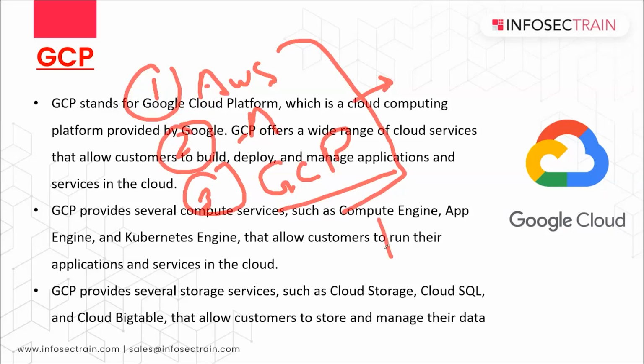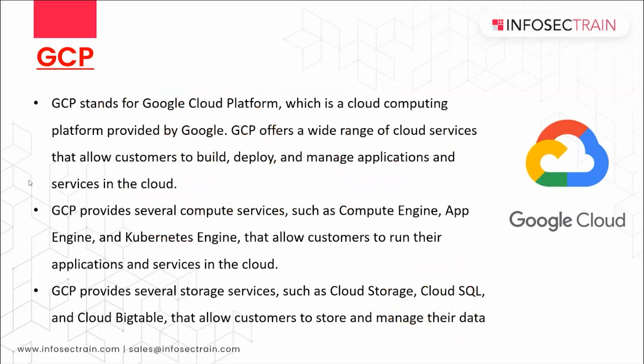There are multiple others. There is Alibaba, there is Oracle, all those things are there. But in this particular session, we are only going to discuss AWS, Azure, and GCP. Multiple other vendors are also present. So this GCP is provided by Google, right?